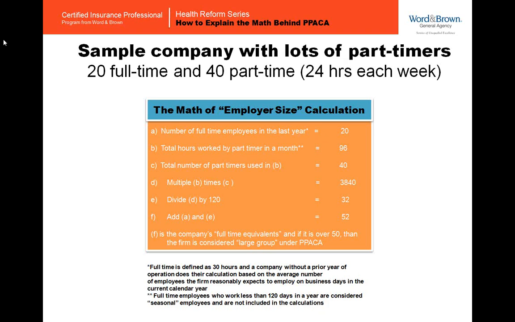So when we talk about, oh, this only affects employers with 50 or more employees, here's a demonstration where a company with 20 full-time employees could still end up being deemed full size because of the number of part-time hours being used. Again, keep in mind, the fact that a company is declared large group, as this one is, does not mean that they're going to get a penalty. It just means they're eligible to get a penalty.